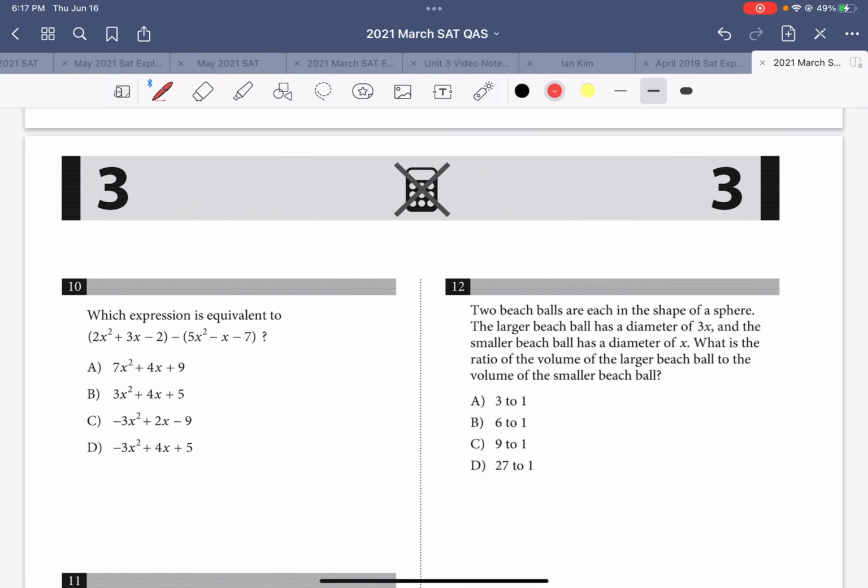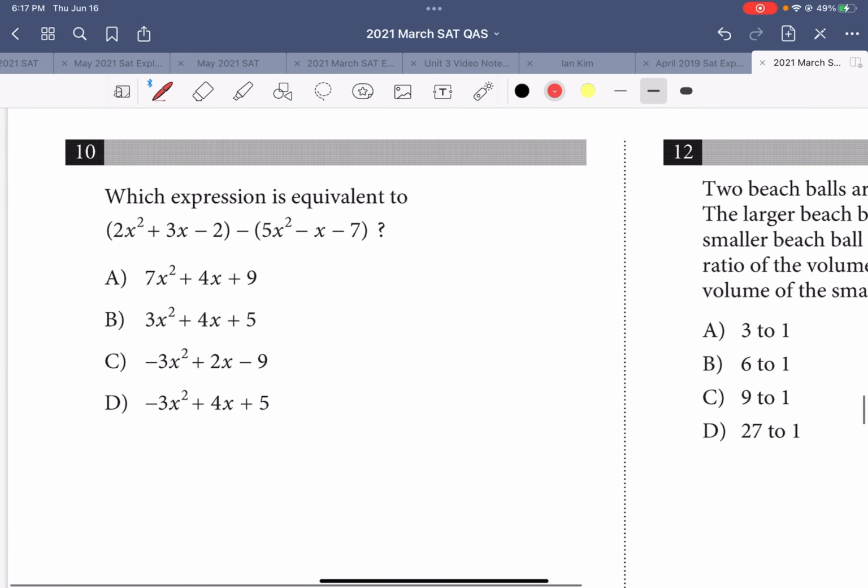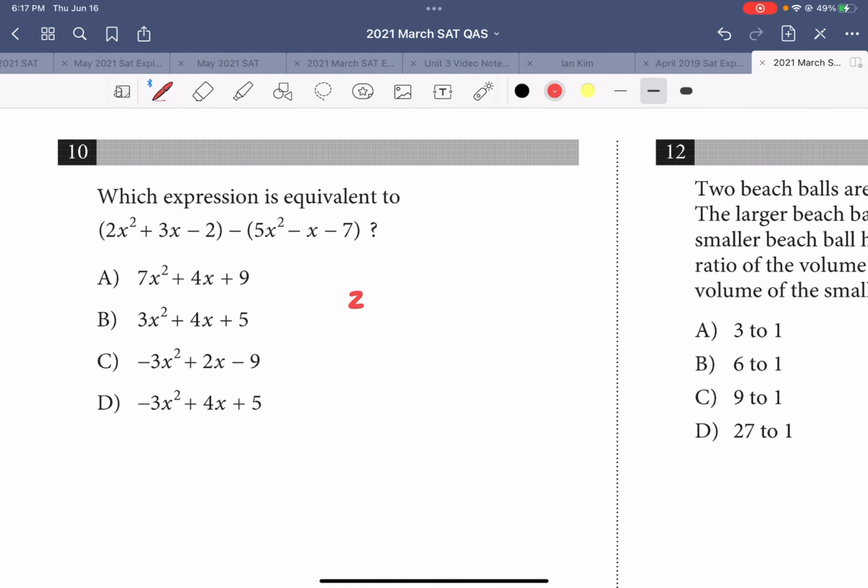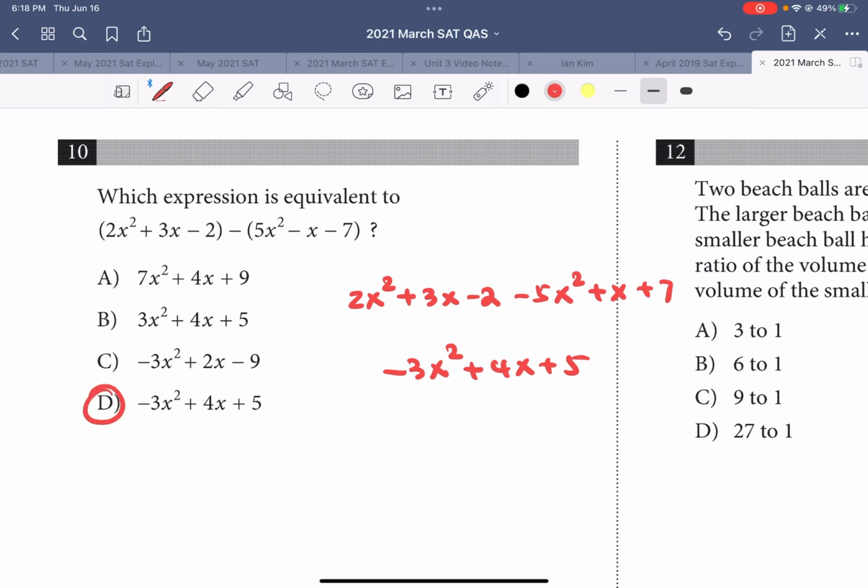Now number 10, which expression is equivalent to this? So you distribute the negative sign. Okay, when you distribute the negative sign, now collect like terms. So then negative 3x squared plus 4x plus 5. So D. Okay.